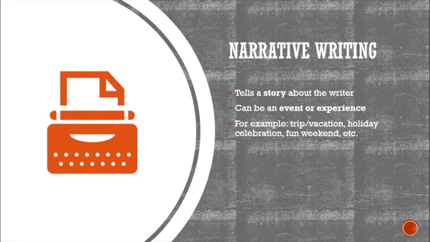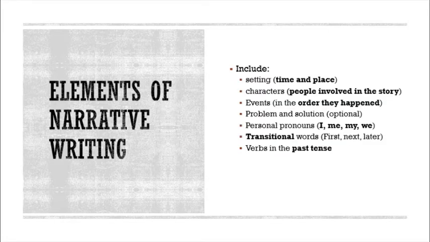For example, a trip or a vacation the writer took, a holiday celebration, a fun weekend, or any other memorable experience. A narrative paragraph needs to include the following elements. You need to include the setting, the time and place of the experience or story. Also, the characters, the people involved in the story, the events in the order that they happened, a problem and a solution. This is optional, but it always makes for a good narrative.